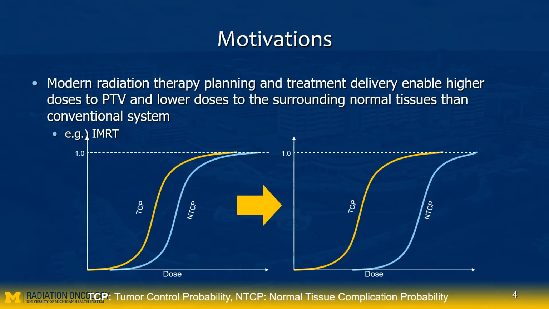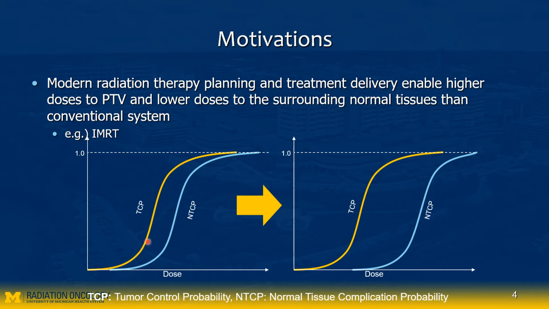Okay, modern radiation therapy planning and then the delivery system, the whole goal is this. How do we maximize the dose to the target while at the same time minimizing dose to the normal tissue? I'm not sure you guys have actually seen this graph. It's called TCP and NTCP.